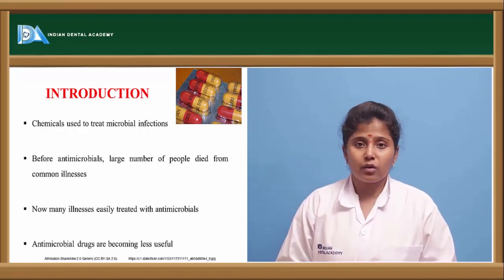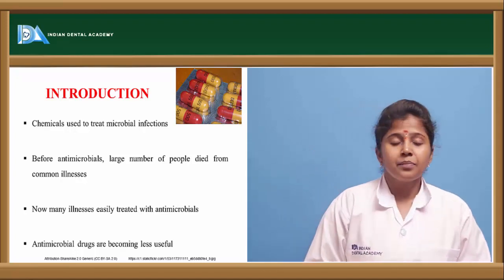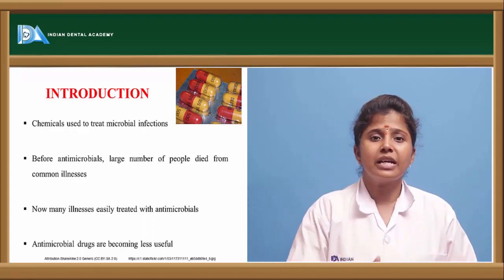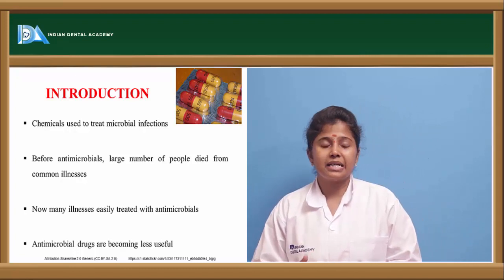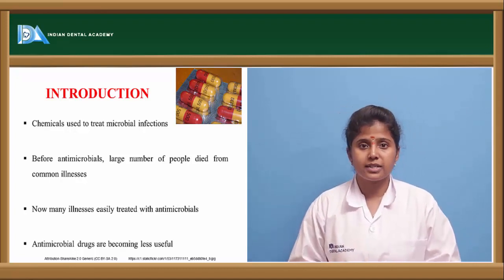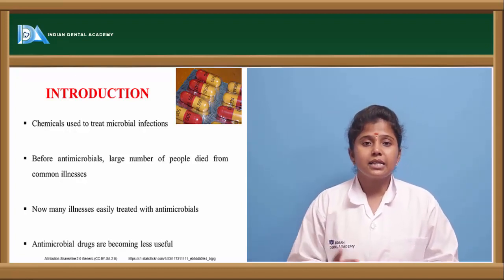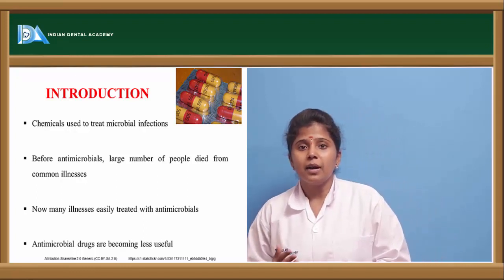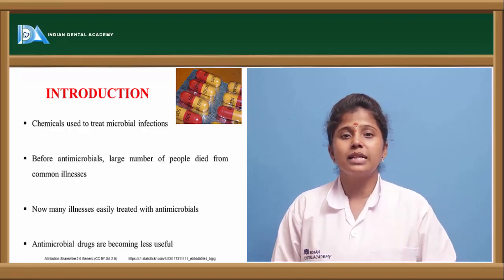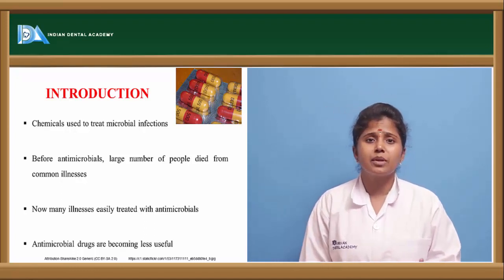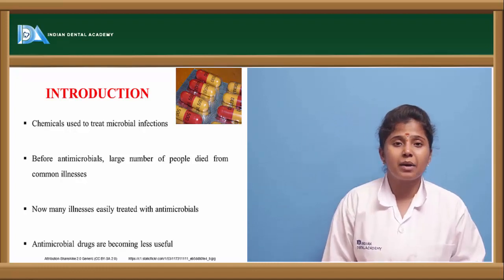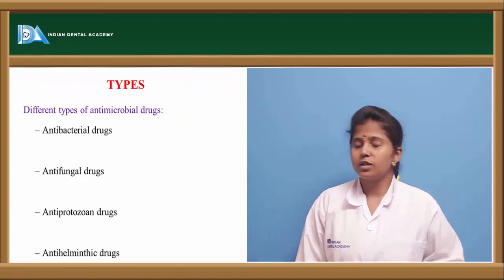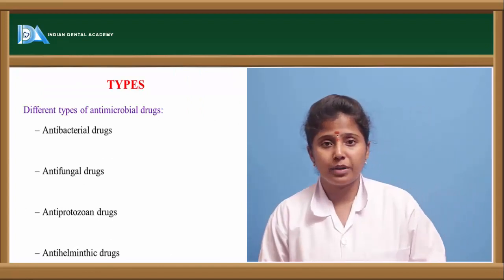Before the antimicrobials were discovered, a lot of people died because of various infections caused by bacteria, viruses and various other microorganisms. But after the discovery, the mortality rate has been reduced because of the treatment with these antimicrobials. But now the bacteria or microorganisms have become resistant to these antimicrobials, and thereby these drugs are less useful. So what are the various types of antimicrobials used?